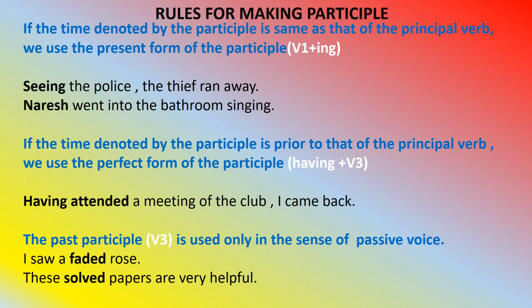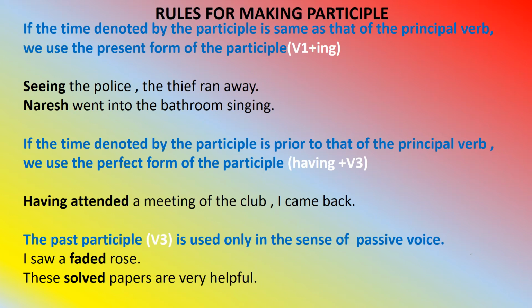If the time denoted by the participle is prior to that of the principal verb, we use the perfect form of the participle, which means having plus verb third form. For example, having attended a meeting of the club, I came back. Here the time of both the works is not same. The first work is attending the meeting of the club, and another work is coming back. So both the works are not being done at the same time. In this situation, we have to use having plus verb third form.